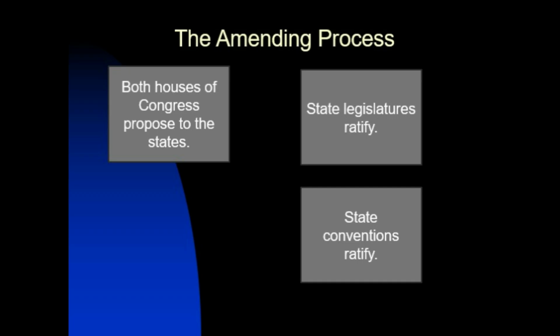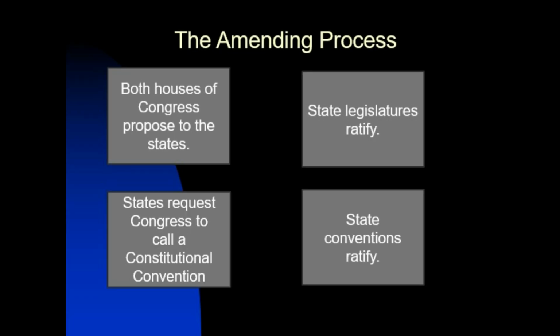An alternative permitted in the Constitution, the states can request Congress to call a constitutional convention. We need 2/3 of the states to make that request. This has never been done since the original Constitutional Convention, which was at the time of the Articles of Confederation.